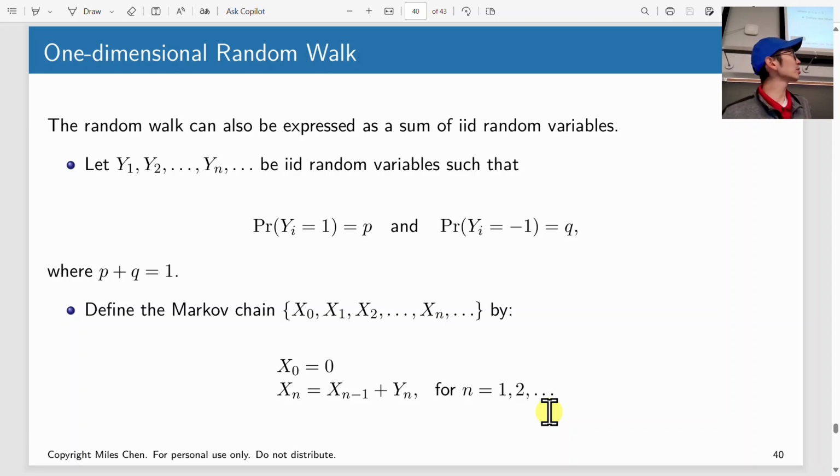We can also express this random walk as a sum of IID random variables. We can think of each y as being either a positive one or a negative one. Whatever your value is, you're going to add a one with probability p or subtract a one with probability q. Then your Markov chain x starts off at zero, and you just add y, which is one or a negative one, to get your next value of x.